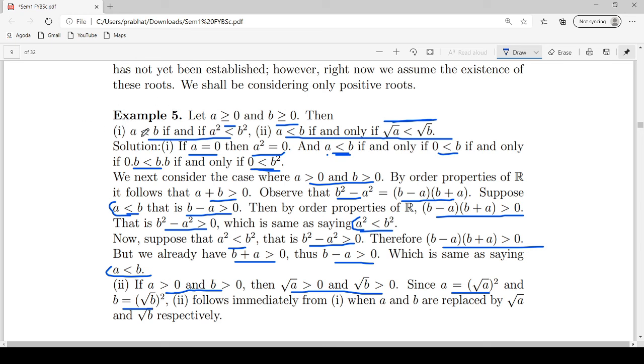Now in the first statement of this example, you replace A by square root of A and B by square root of B. So what will you get? Square root of A is less than square root of B if and only if square of square root A is less than square of square root B. But square of square root A is A and square of square root B is B. So you will get square root of A is less than square root of B if and only if A is less than B, and that will prove the second statement.